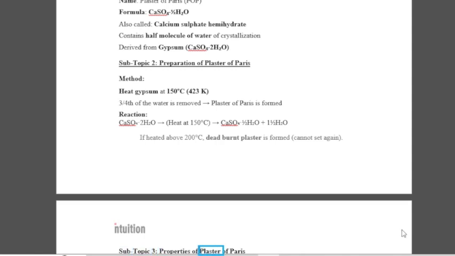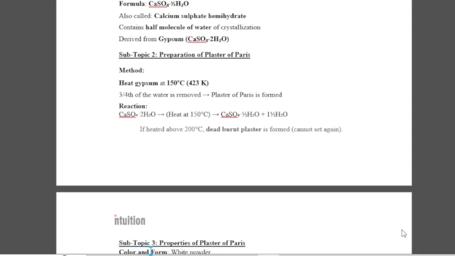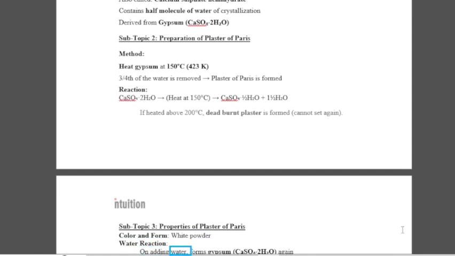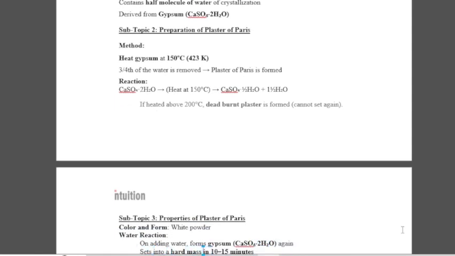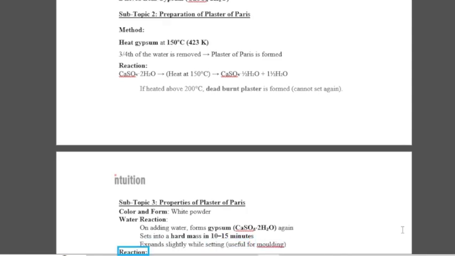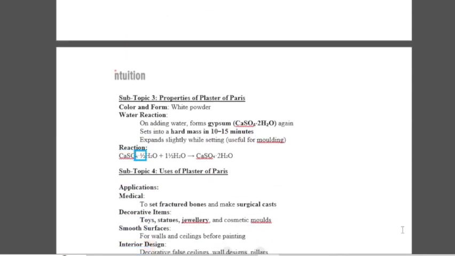Subtopic 3. Properties of plaster of Paris. Color and form: white powder. Water reaction: on adding water, it forms gypsum, CaSO₄·2H₂O, again. It sets into a hard mass in 10-15 minutes. It expands slightly while setting, useful for molding. Reaction: CaSO₄·½H₂O + 1½H₂O gives CaSO₄·2H₂O.